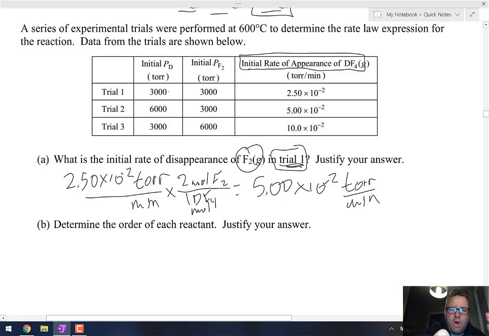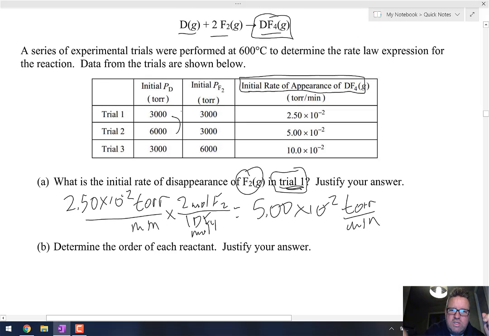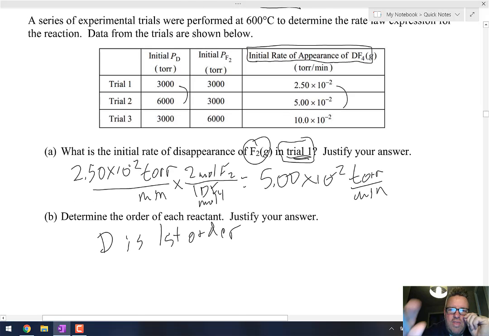So in trials 1 and 2, the pressure of D doubles, the rate also doubles, therefore D is first order. Okay, and then in comparing, again, I'm trying to find 2 where D stays the same. In trials 1 and 3, D stays the same. F2 doubles, goes up by a factor of 2, and then the rate goes up by a factor of 4. Okay, from 2.5 to 10.